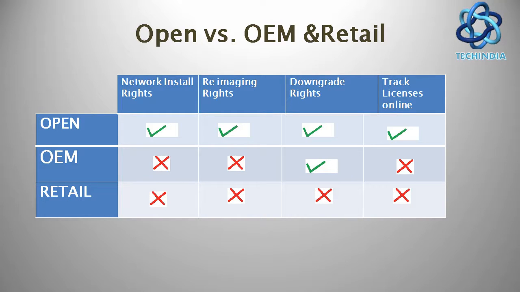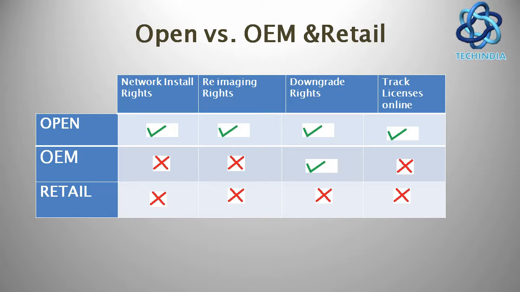For example, I have an application. I will purchase an application on OEM. I should provide it over the Citrix server. I should publish it over the network. Then if it is an OEM license or retail licensed application, it's not going to support. Only volume license, that is nothing but open, will support it.